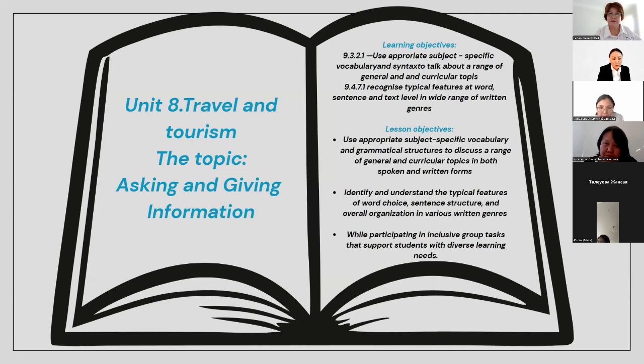So, lesson objectives in my lesson: use appropriate subject-specific vocabulary and grammatical structures to discuss a range of general and curricular topics in both spoken and written forms, and identify and understand the typical features of word choice, sentence structure, and overall organization in various written genres, while participating in inclusive group tasks that support students with diverse learning needs. Dear colleagues, we will hand over to the next video, please.